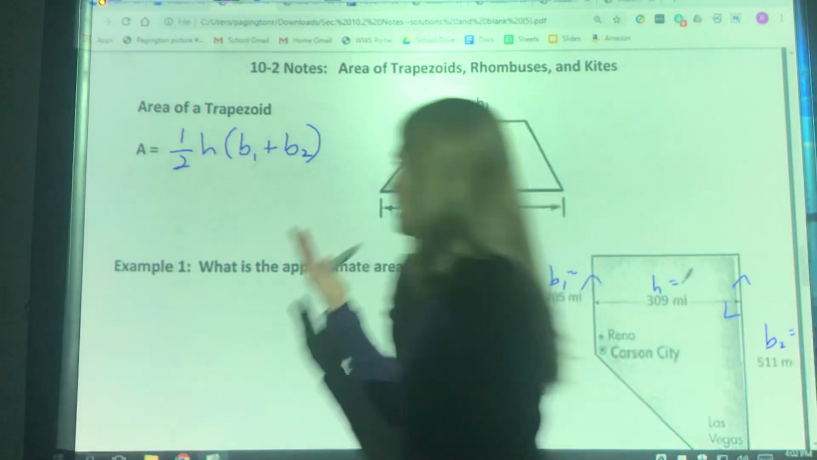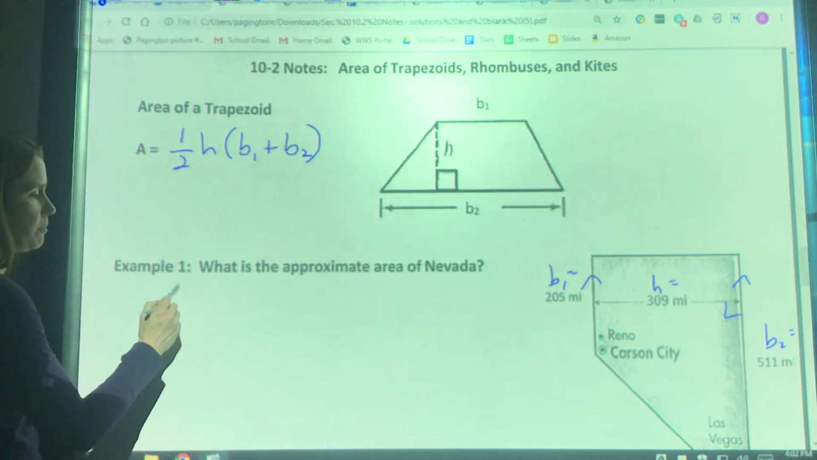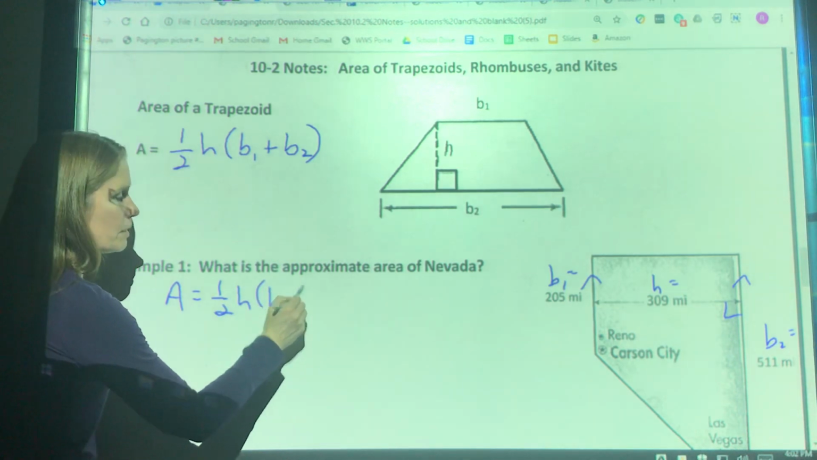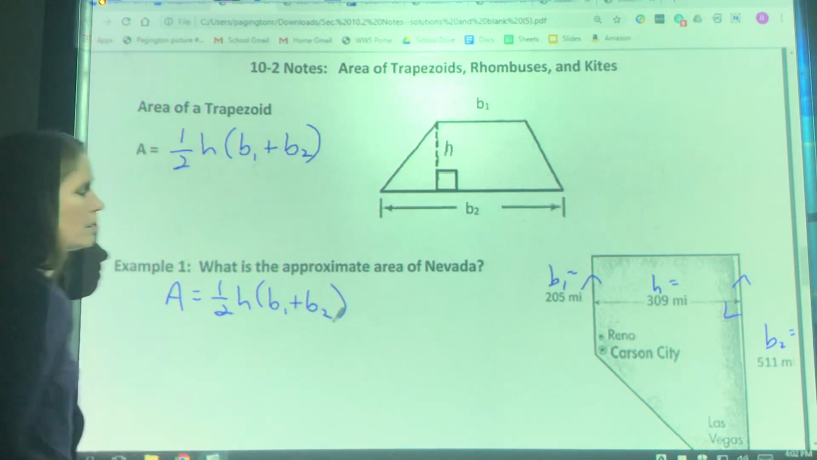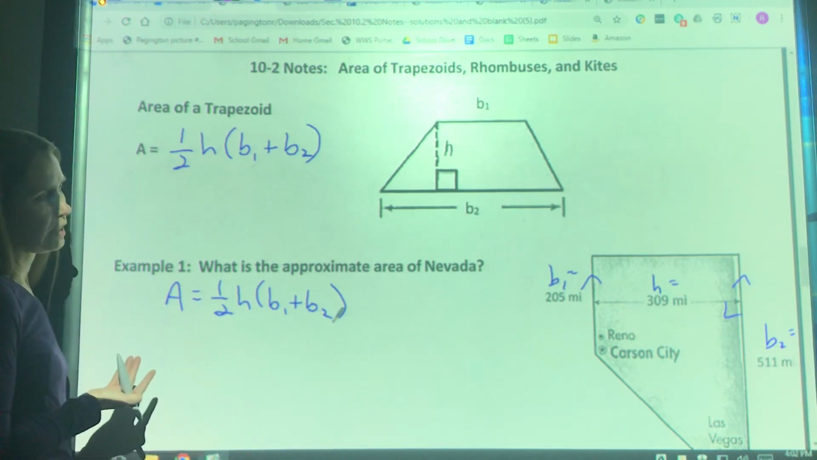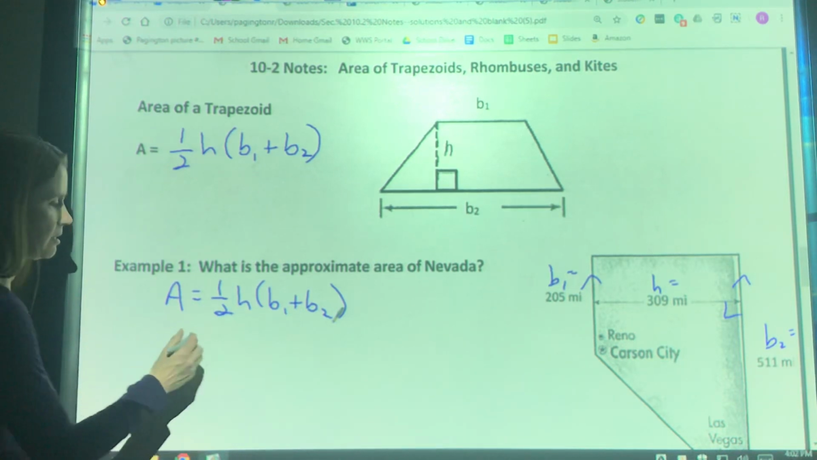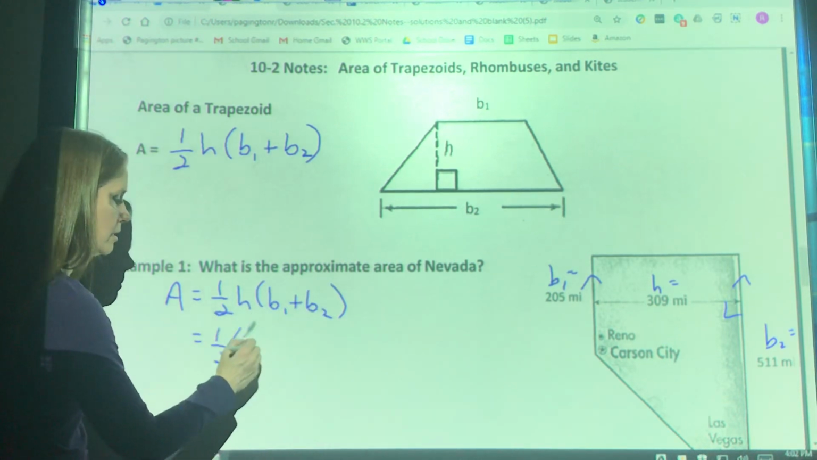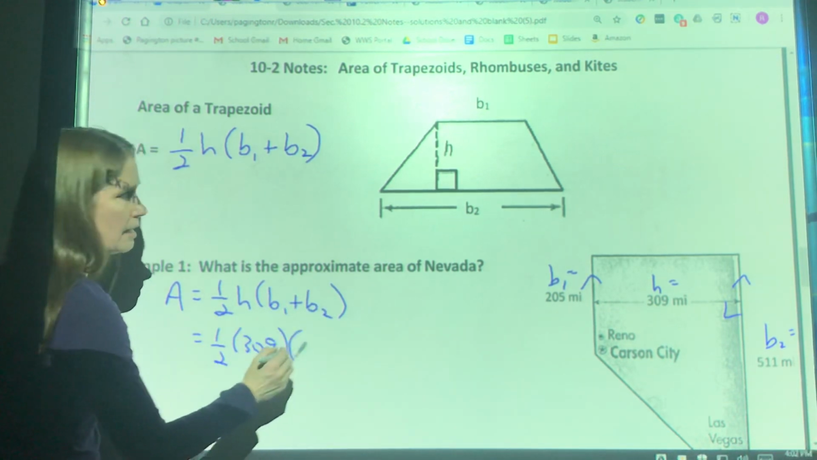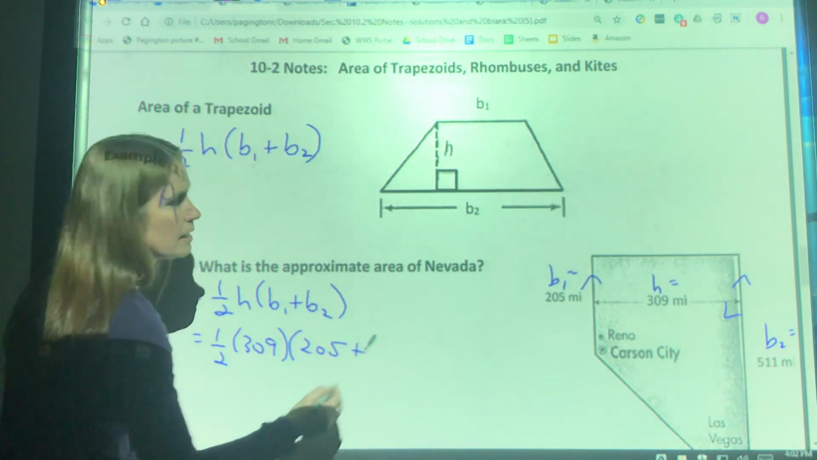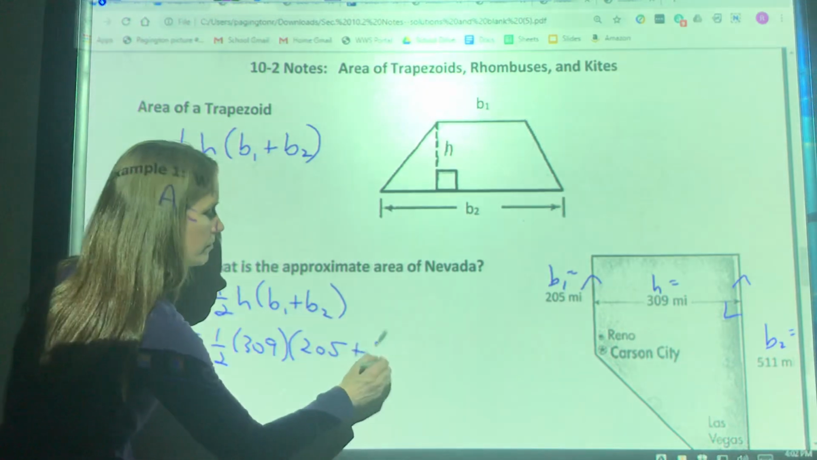So I like to always write the formula first that I'm using. So area is equal to 1/2 times height times base 1 plus base 2. And now I can work on plugging in what I know and again solving for the thing I don't know. In this case, I can see that my height is 309, and I can see my two bases are 205 and 511.